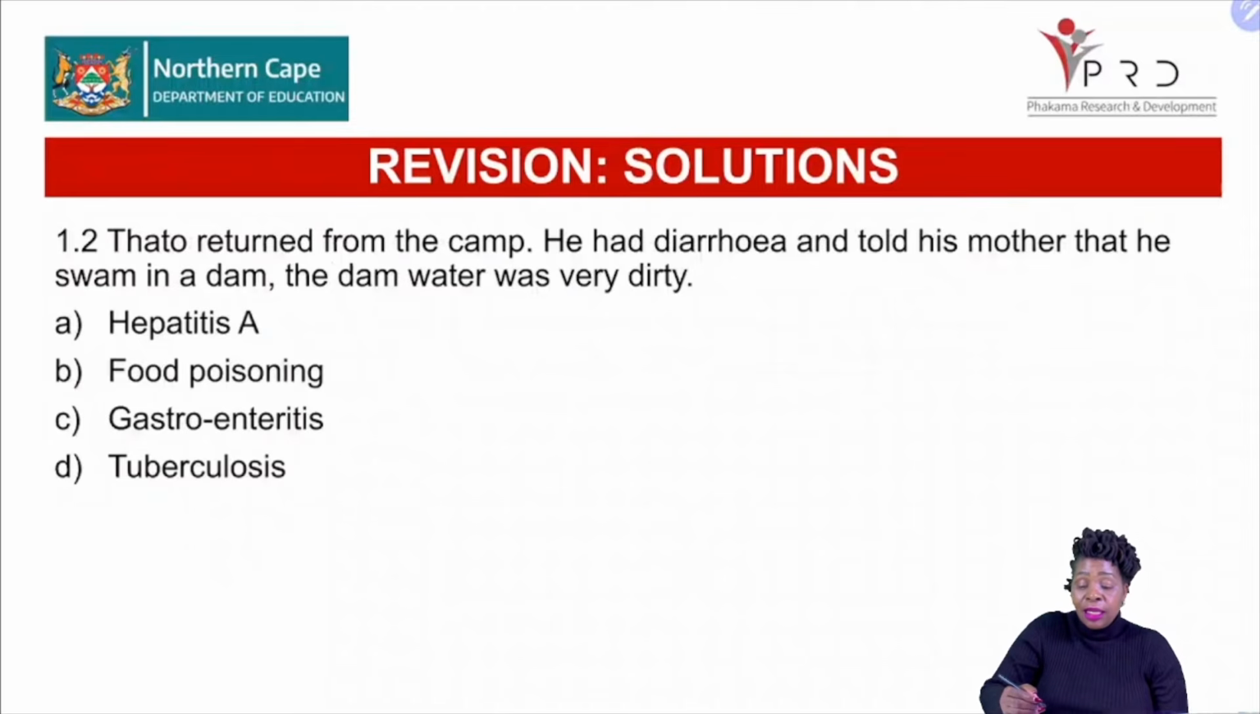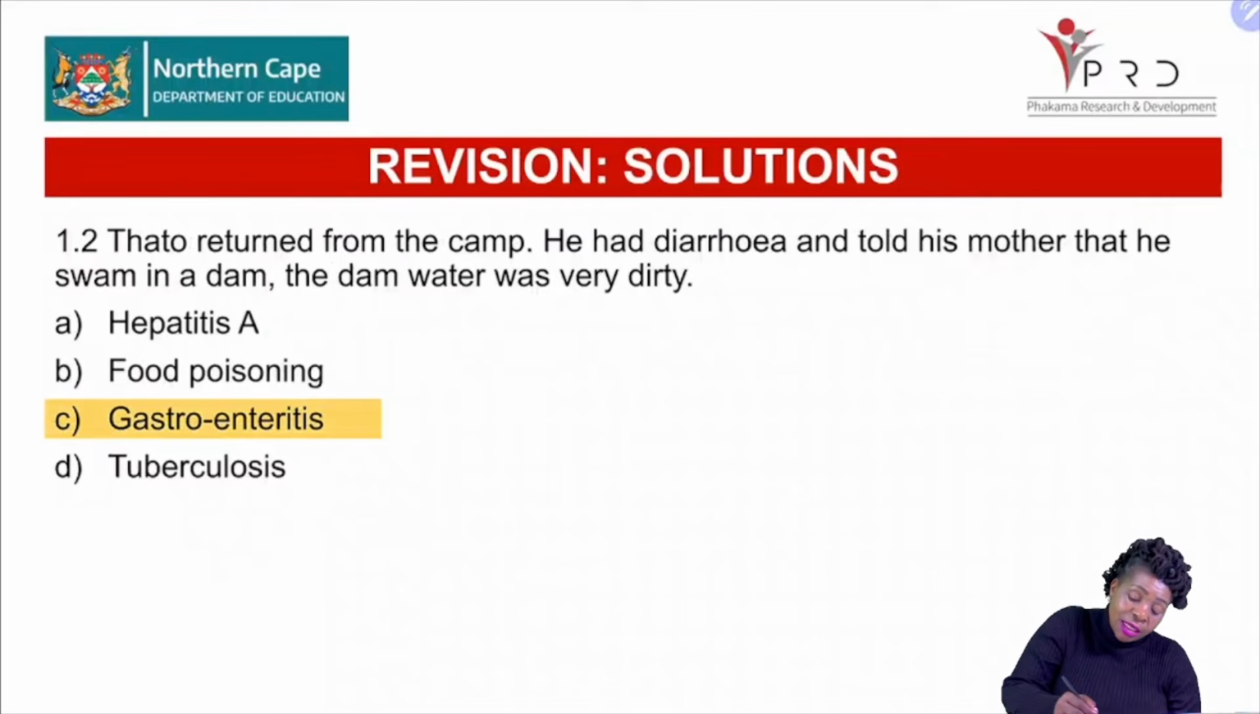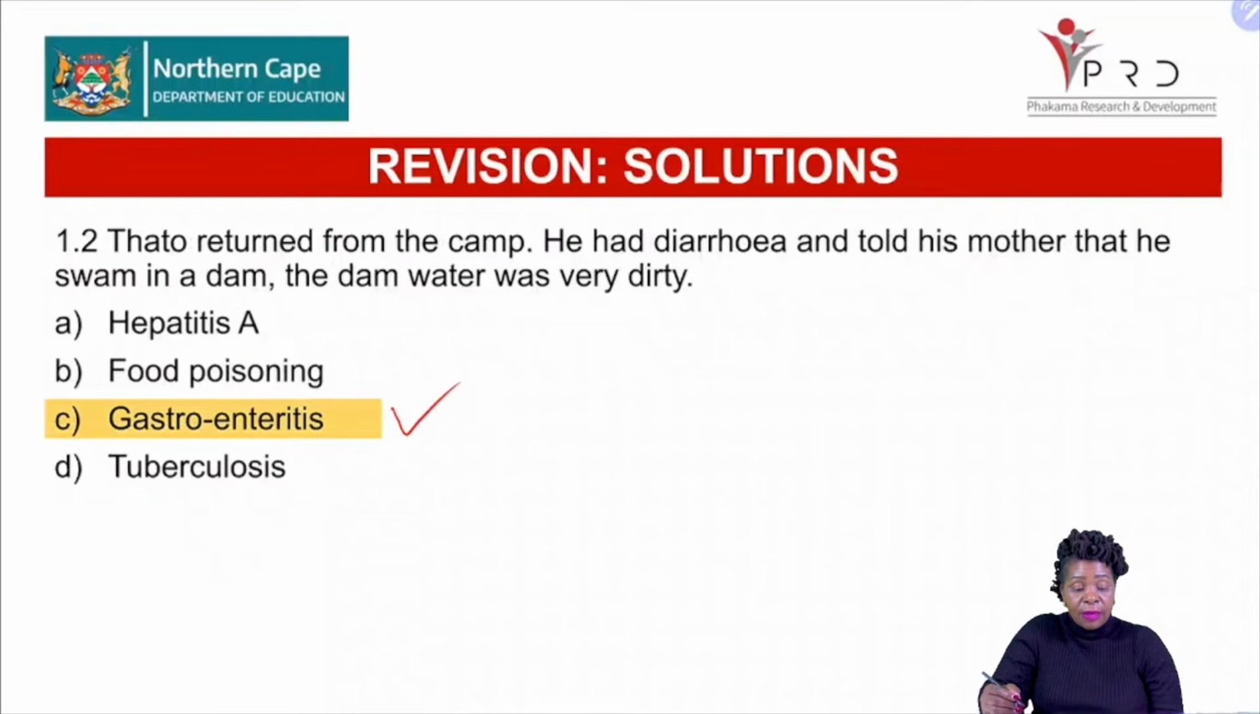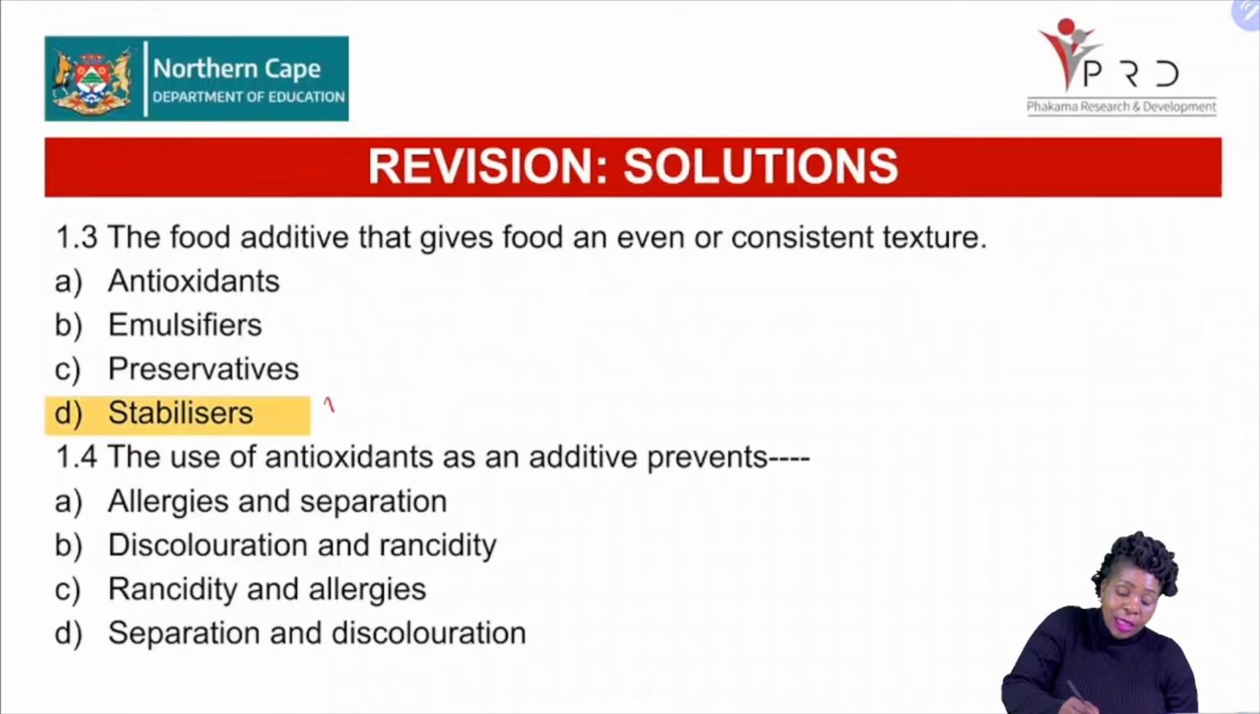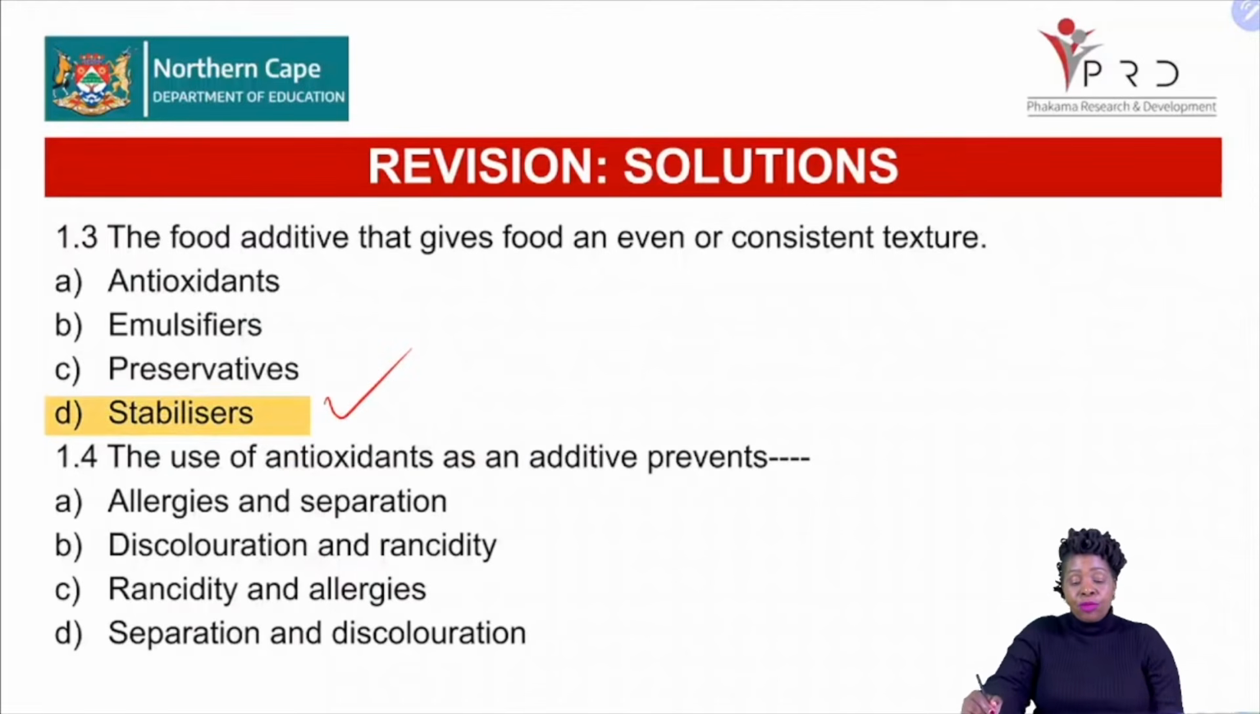We go on to 1.2 says Tato returned from the camp. He had diarrhea and told his mother that he swam in a dam. The dam water was very dirty. So Tato must have been suffering from gastroenteritis. Right, that's 1.2. And then we go on to 1.3 says the food additive that gives food an even or consistent texture is stabilizers. So stabilizers give food a consistent texture.